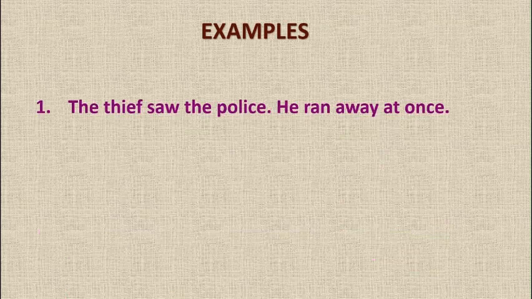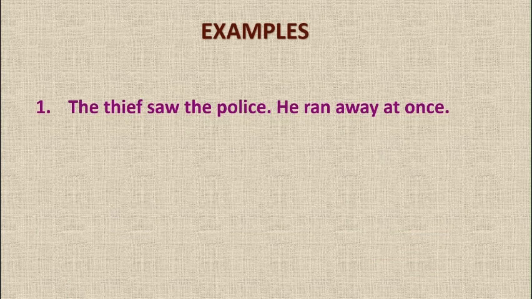So now let us see some examples. Here is the first one. There are two sentences here. The thief saw the police, he ran away at once. So two actions took place here. Let us find out which action took place first. The thief saw the police. This is the first action that occurred. Then after seeing the police, he ran away at once. That is the second action. So we place no sooner had before the first action.